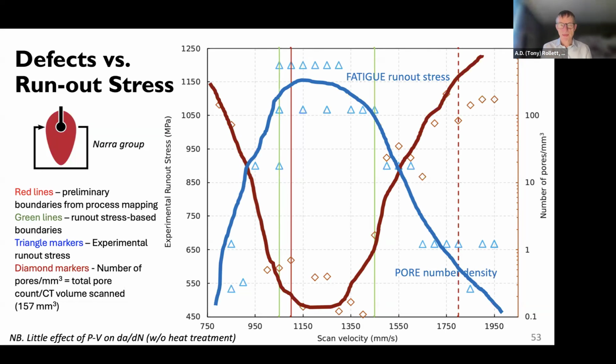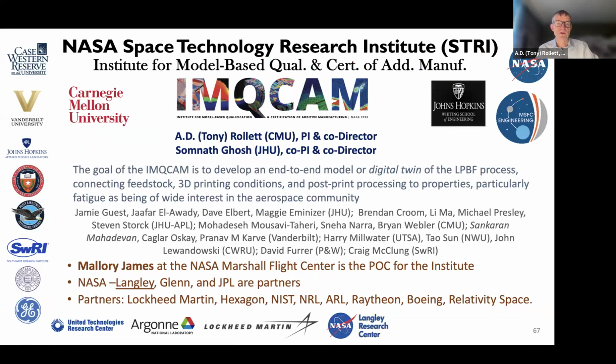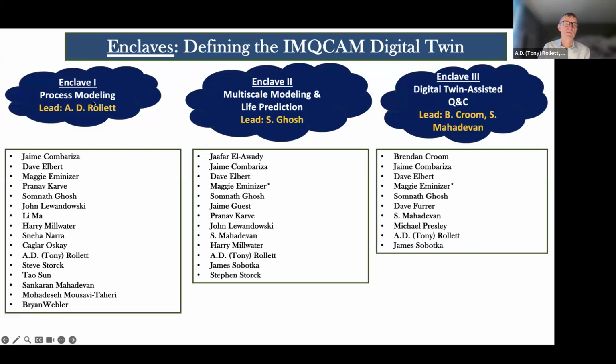Well, that's a brief summary of a long topic, but what we're now doing is another bigger project where we're trying to capture everything we know about the processing and predict the fatigue. The way this is organized is that we have 3 major groups in the team. We have a group that worries about the process modeling. We have a group led by my colleague Somnath Ghosh doing the multi-scale modeling and life prediction. And then we have another part of the team that is trying to use everything that we learned from the left and apply it to actual qualification and certification.